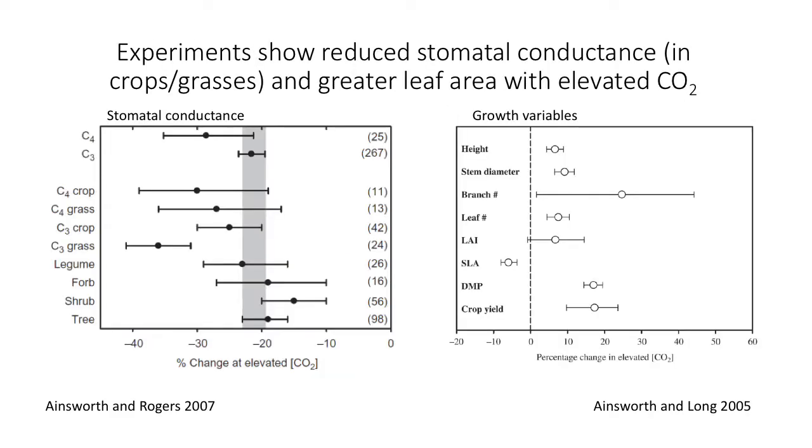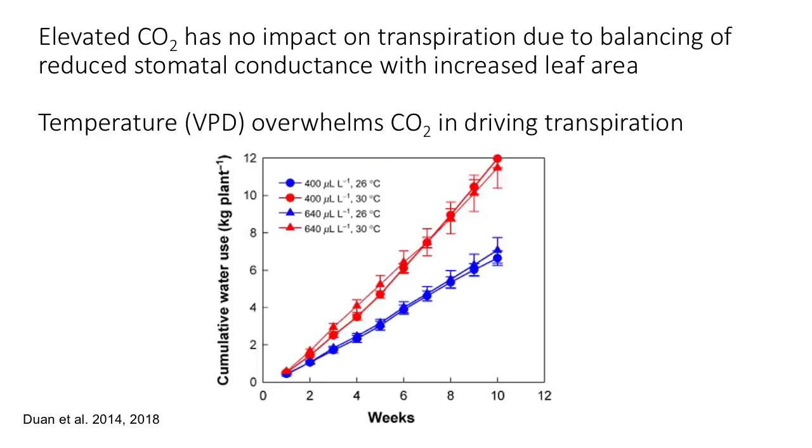Let's note that stomatal conductance does go down, at least in some plant functional types, with increasing CO2. But at the same time, there's a counteracting force on transpiration, which is that leaf area index, or LAI, in the right-hand figure, also goes up significantly with CO2. So you have counteracting factors if stomatal conductance does decline with elevated CO2. But if leaf area increases with elevated CO2, the net impact on transpiration could be nil.